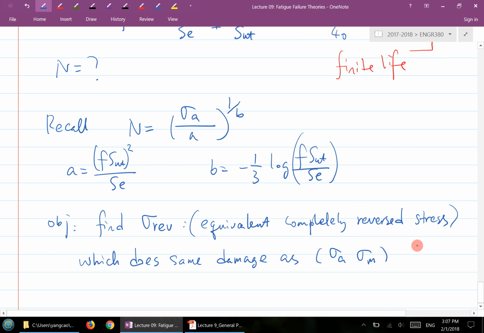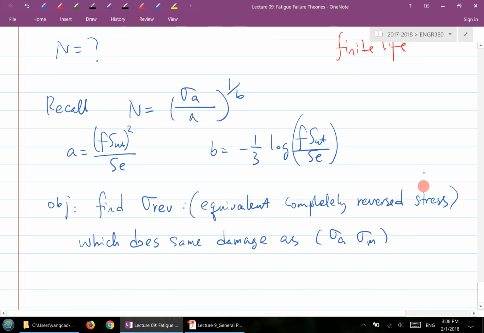Currently it's a pair of sigma A, sigma M, and we want to use this equation, but we can't just plug sigma A into it. So we want to find an equivalent completely reversed stress, sigma ReV, which does the same damage as this pair. If we can find this, we can just plug sigma ReV into this formula. So how do we find this equivalent?